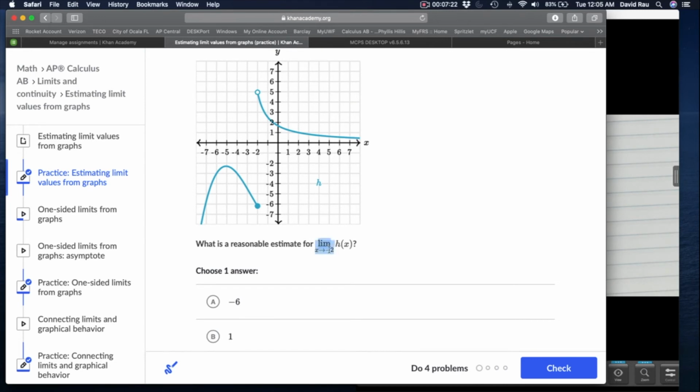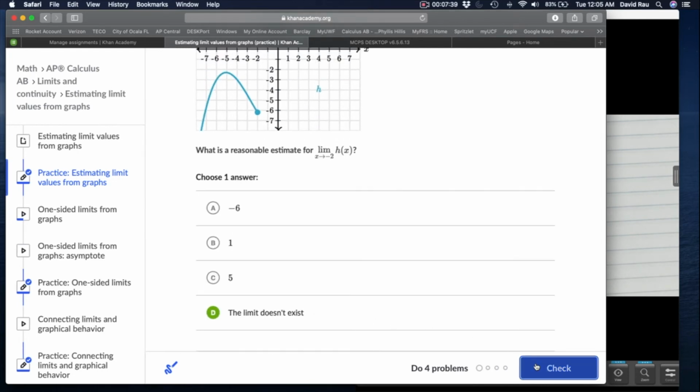So in order for the general limit, the one without a plus or minus sign, to exist, you need to make sure that both the left hand and right hand are essentially meeting up at the same place. So these two, when you read the left-handed limit, it says -6. When you read the right-handed limit, it says 5. That's not the same value, so the limit doesn't exist. We'll just look at one more.